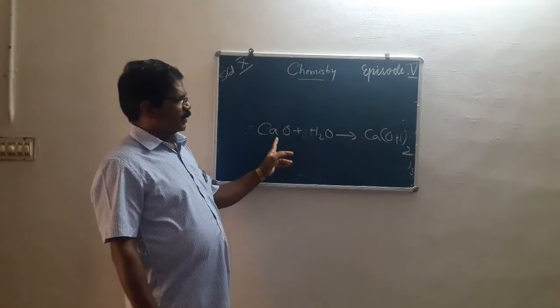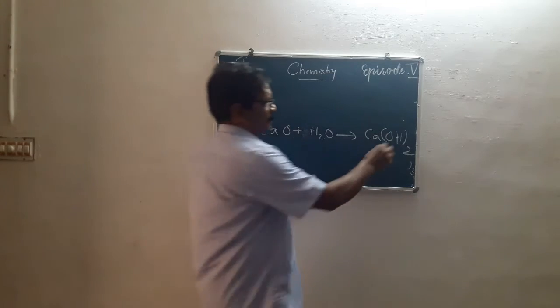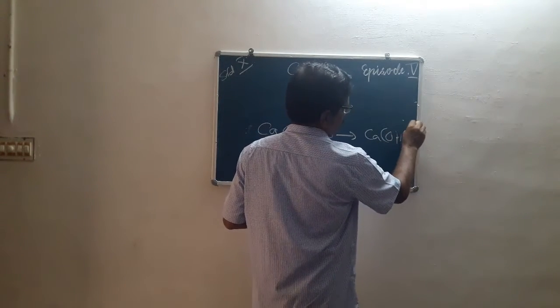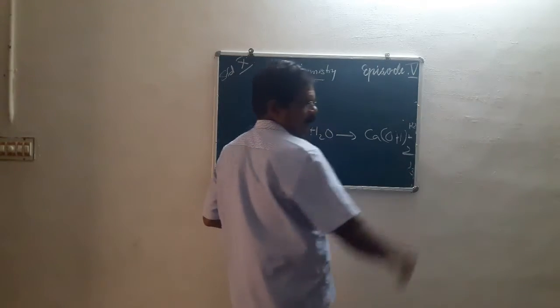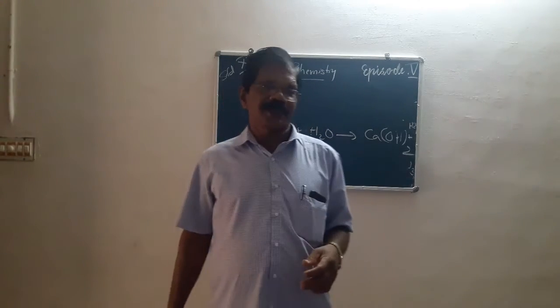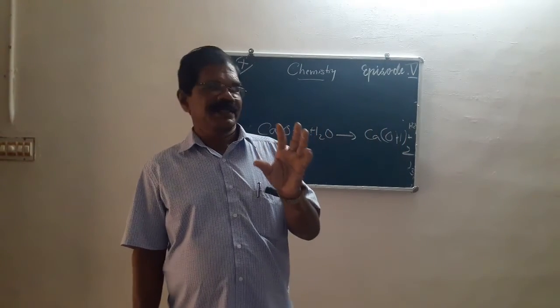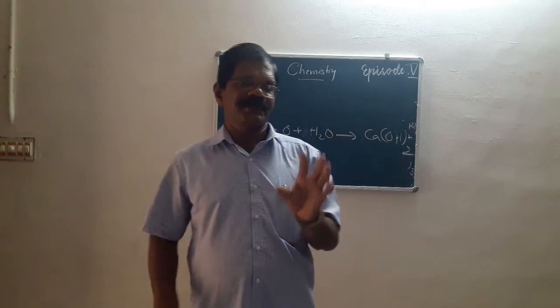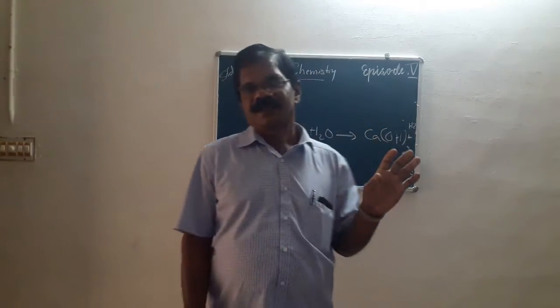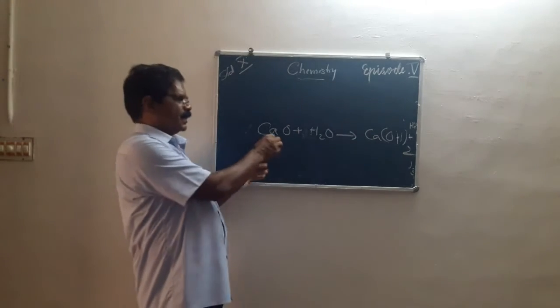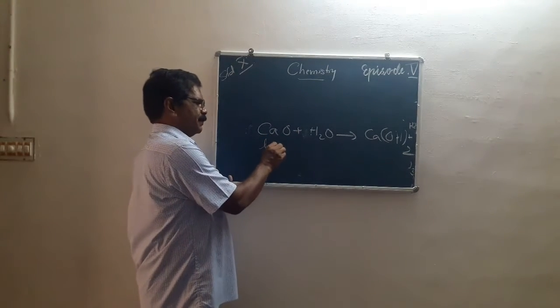Calcium oxide reacts with water to form calcium hydroxide plus heat. I was showing you that some calcium oxide is taken in a beaker and some water is added. When we place the beaker outside, we feel the heat. So, the chemical name of calcium oxide is lime.